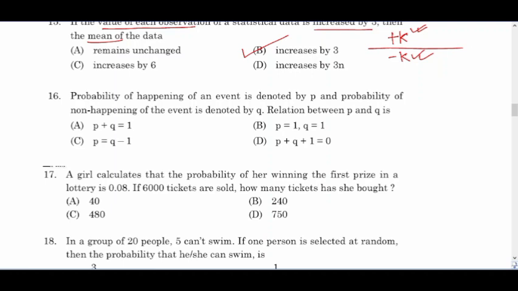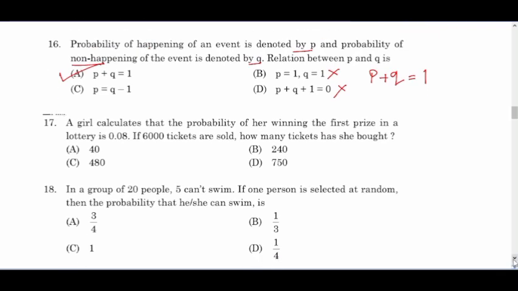Fine. Next, probability of happening is P, probability of not happening is Q. So P plus Q will be equal to 1. Relation between P and Q, P minus Q is never 1, P plus Q is 1, not minus 1. So P plus Q is 1. Option A will be the correct answer. Very very simple and basic definition questions.